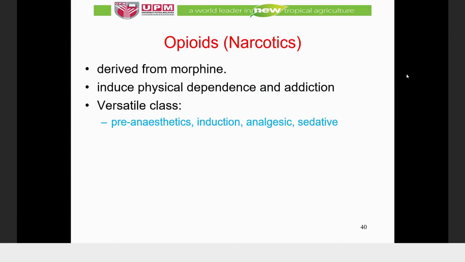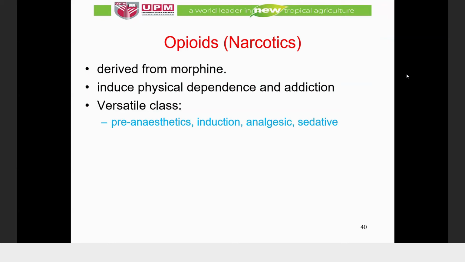Moving forward, opioids. Opioids are the non-cures. They are derived from morphine. Opium, you have heard of opium. You might have read in pharmacology. Opium is the source of opioids. So they are derived from morphine, and they induce physical dependence and addiction also. That is the drug abuse aspect.